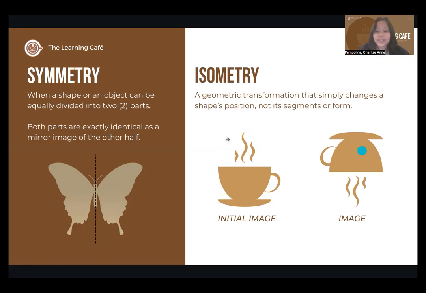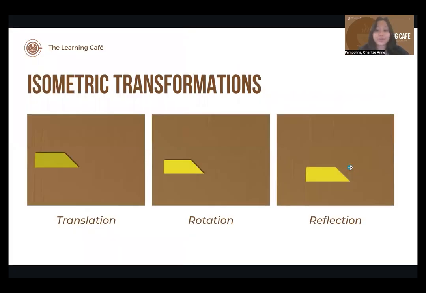In this case, the element is a coffee cup, and all that's done to it is that it is flipped upside down. So to give you a little visualization in isometric transformations, we have three different kinds: translation, rotation, and reflection, as you can see here.